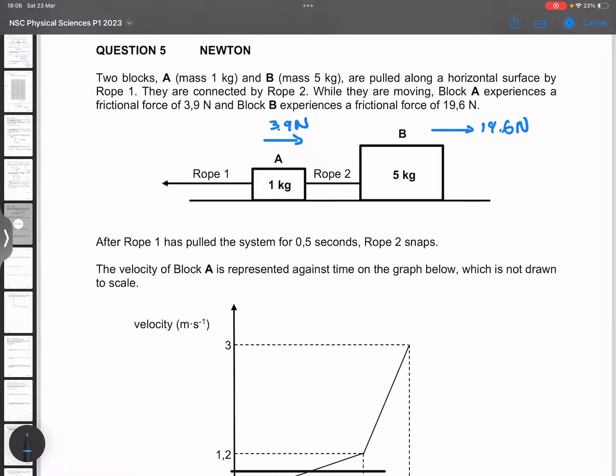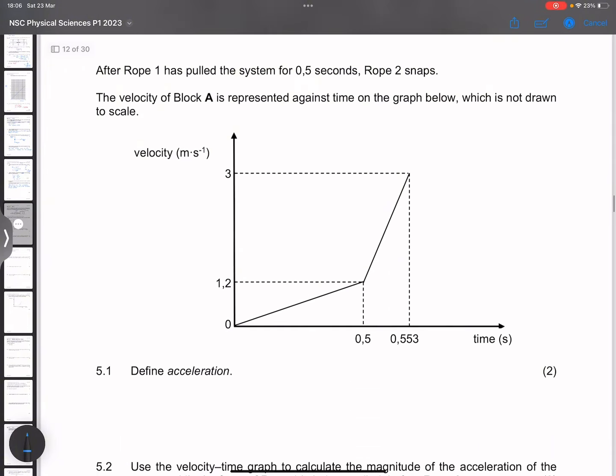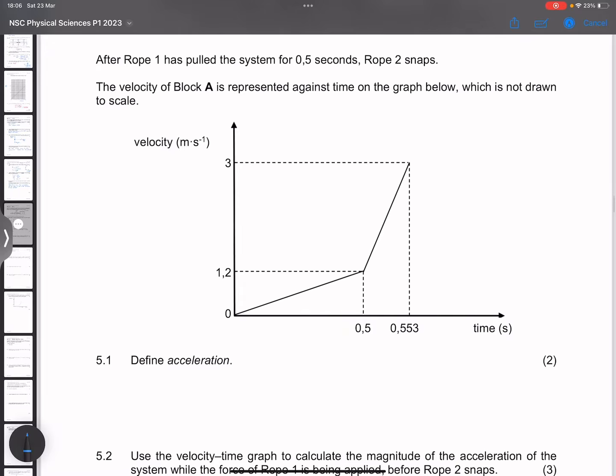The velocity of block A is represented against time on the graph below, right, which is not drawn to scale. Now, first of all, I want you to notice on this graph, our acceleration was much smaller when we're pulling both, but at 0.5, do you see that that acceleration starts becoming much higher? So it's showing us that actually the acceleration changed because one of the masses was detached from the system.